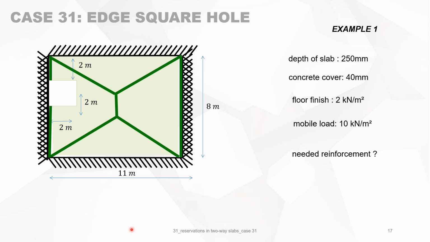Let's give an example of a slab of 250 millimeters with a concrete cover of 40 millimeters, a floor finish of 2, and a mobile load of 10. And the dimensions are given in this drawing. What is now the needed reinforcement for this situation? We first calculate the load in ultimate limit state, which is the permanent load times 1.35 plus the mobile load times 1.5, and it gives you 26.14 kilonewton per square meter.